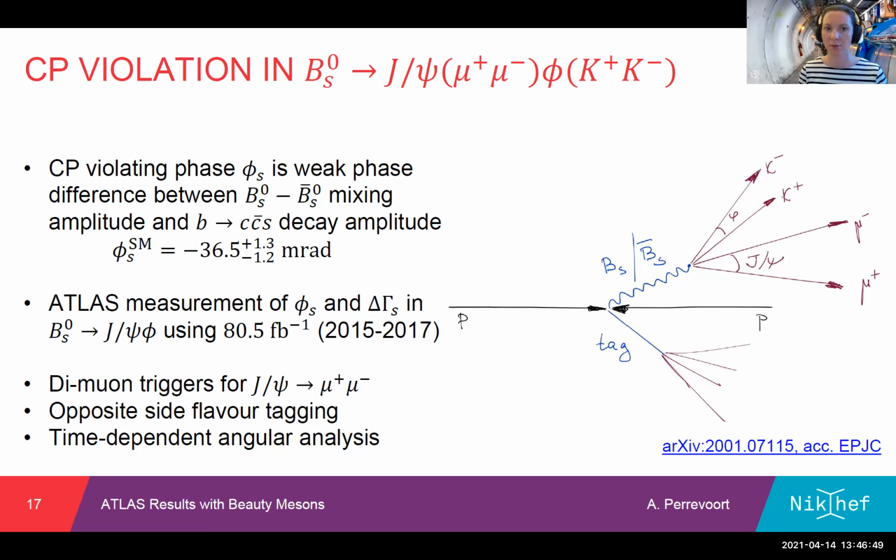In ATLAS, we have measured this weak phase as well as the decay width and the decay width difference in the decay B sub S to J psi phi with a total of 80 inverse femtobarn. In addition, the other decay parameters were also measured, but I will stick here to phi S and delta gamma S. Again, this is triggered with the dimuon from the J psi to mu mu decay. The phi is identified by decay to KK. What is important for CP analysis is to know in which state the B sub S candidate is produced. So was it a B sub S or B sub S bar? That we do with opposite side flavor tagging. And then the extraction of all the decay parameters happens with a time-dependent angular analysis.